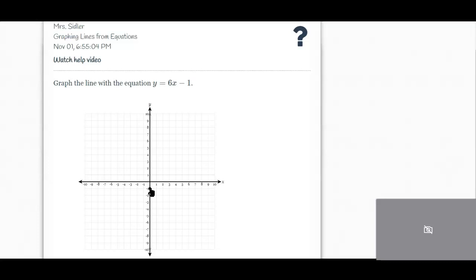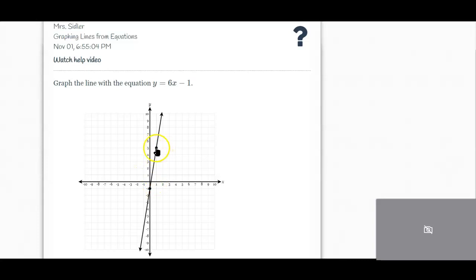From there, we look at our slope. Now take a second. What do you think the slope is? The slope of this line is 6. So that means we're going to go up 6 and over 1. And I'm counting from my starting point. So from this y-intercept point that I put on here, I'm going to go up 6 units from there and over 1 unit from there.